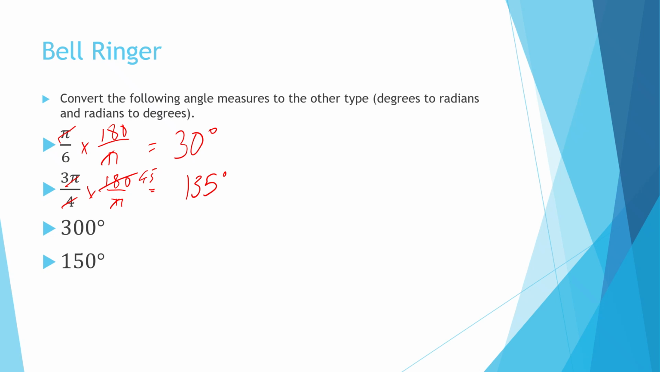300 is going to be times pi over 180. And so 300 over 180 should be 5 over 3, and then the pi is still going to be there. So 5 pi over 3 should be our answer for that third one. And then 150 times pi over 180. 150 over 180, as a fraction, is 5 over 6. So this should be 5 pi over 6. So that should be our answer to our bell ringers there.